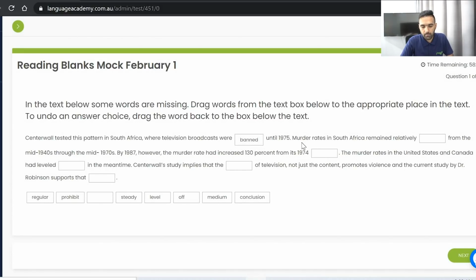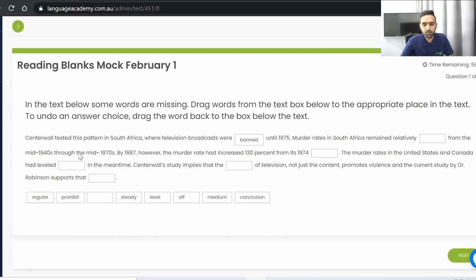Now, murder rates in South Africa remained relatively dash from the mid 1940s through the mid 1970s. By 1987, however, now "however" in the next sentence means that they're contradicting the previous sentence. By 1987, however, the murder rate had increased. Now, if they're saying however this increased, it means in the previous sentence it should be either less or slow or stagnant.